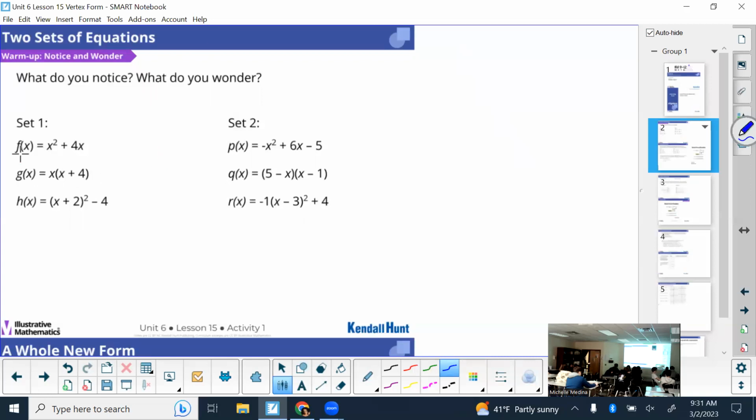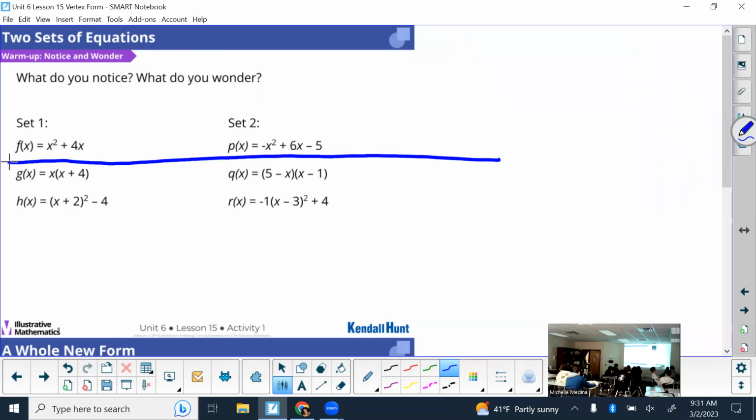Looking at this first row, these two, what form are those in that we've learned? Well, they are in function notation, that is true, but what type of function is it? Is it linear? Is it exponential? It is quadratic. What makes it quadratic? X squared. The x squared. That's the most basic criteria for it being a quadratic function.